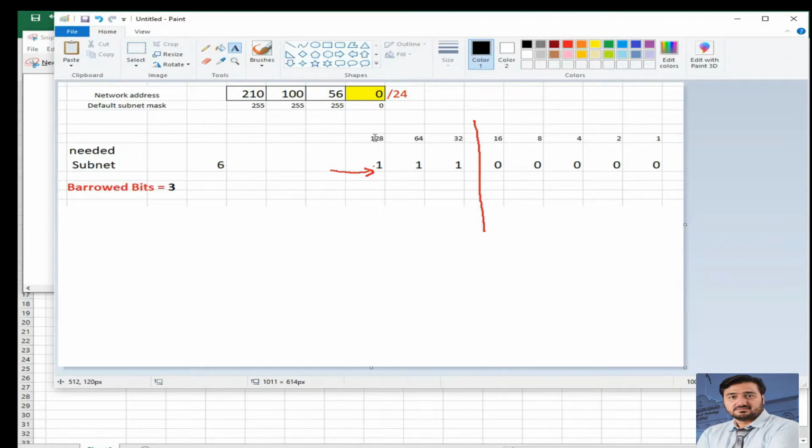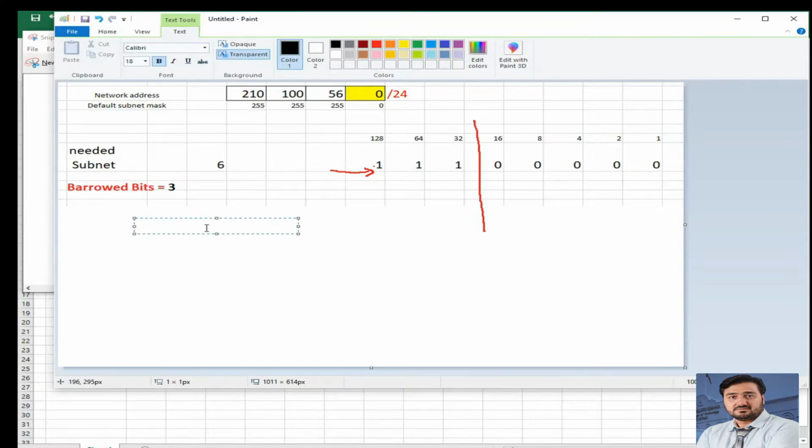So now if you add 128, 64, 32, what do you need to add? 128 plus 64 plus 32. So equal to how much? Yes, please tell me. If you add 128, 64, 32, what will be the value? Yes, Sundas, if you add 128, 64, 32, what will be the answer? Sundas?